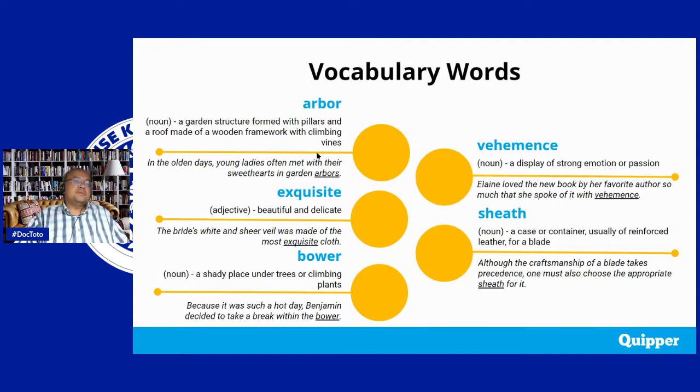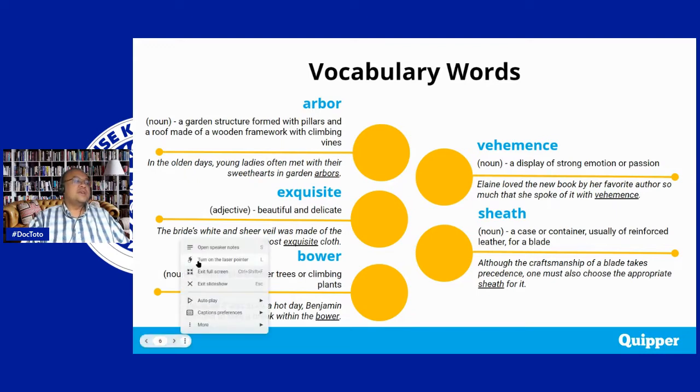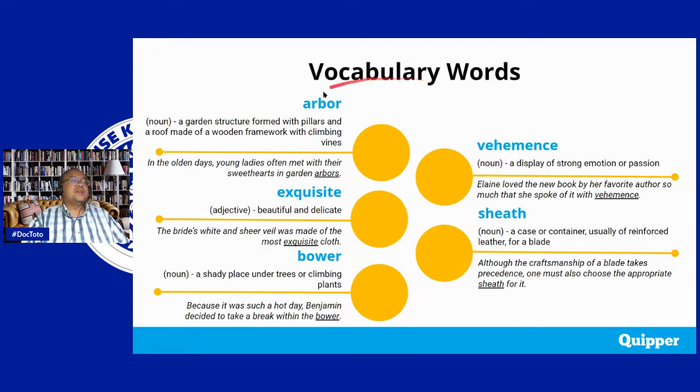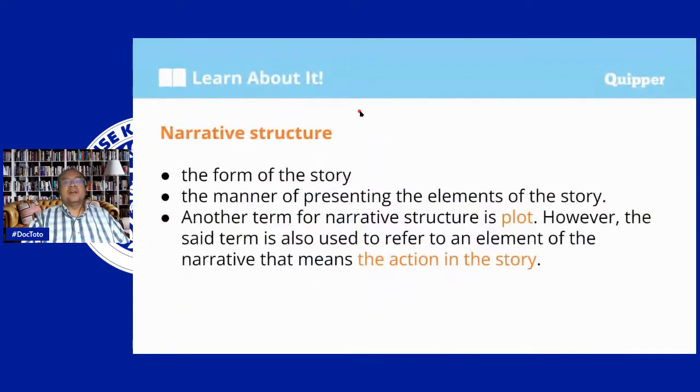Next is sheath, a case or container, usually of reinforced leather, for a blade. Although the craftsmanship of a blade takes precedence, one must also choose the appropriate sheath for it. So arbor, exquisite, bower, vehement, sheath. Of all of these words, which do you think are your most used and least used words? Hopefully, you can use some of the words here in your speaking and writing.